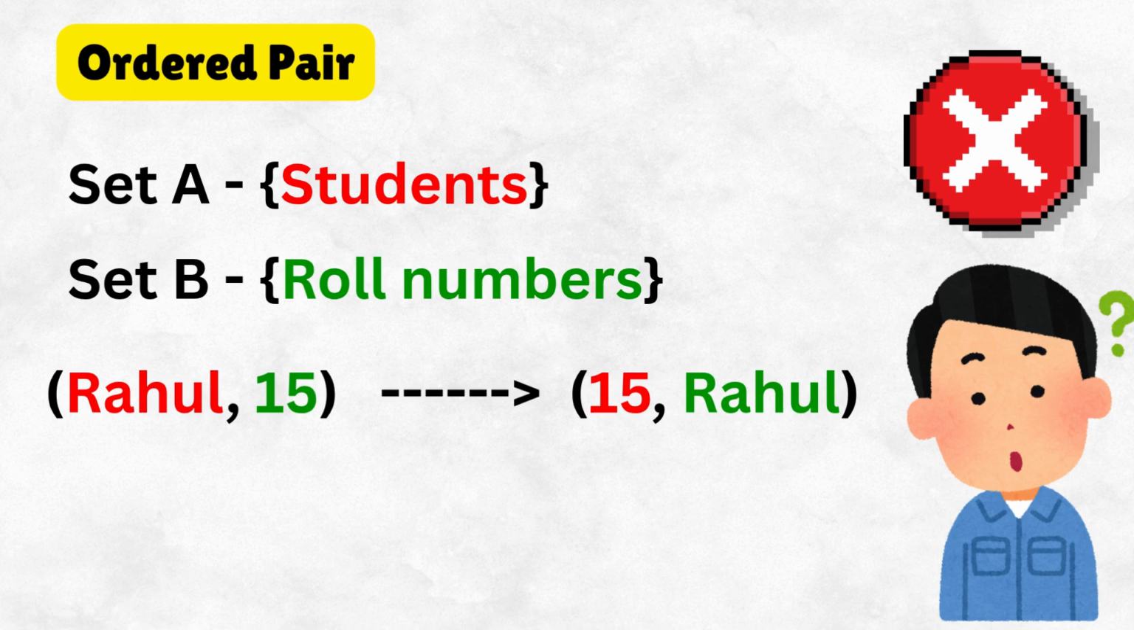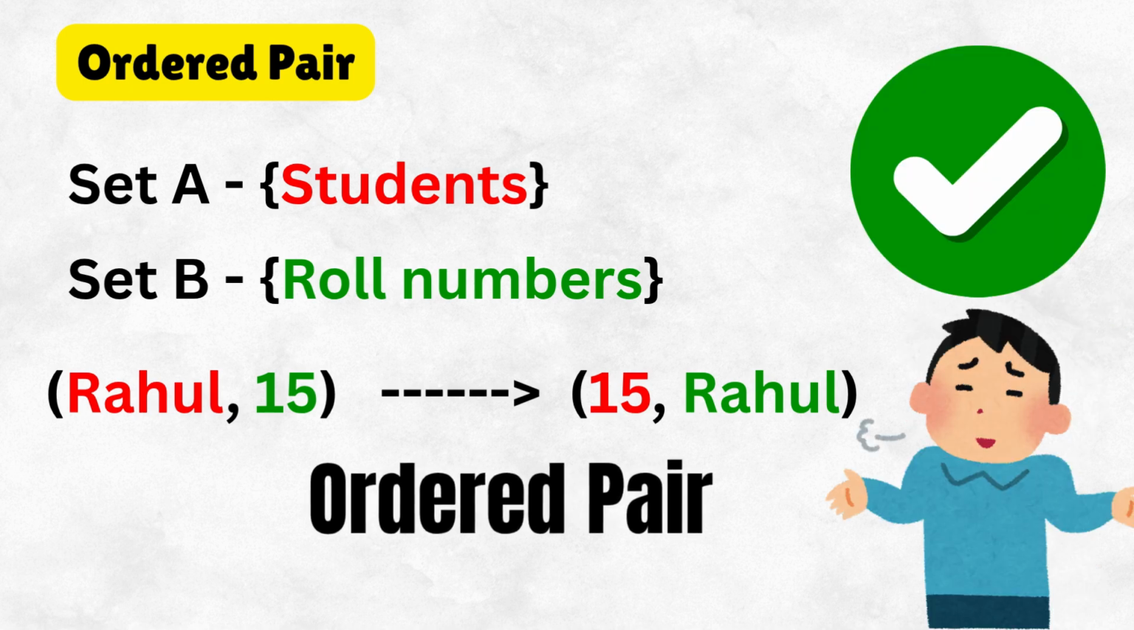Not at all. A roll number doesn't have a student. Instead, a student has a roll number. The same two objects are present, only the order has changed, yet the meaning changes completely. That is why they are called ordered pairs. In mathematics, order always matters.